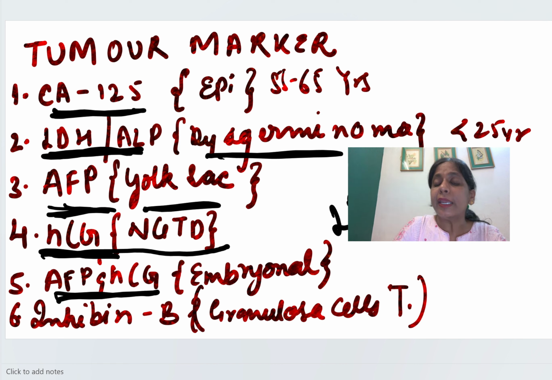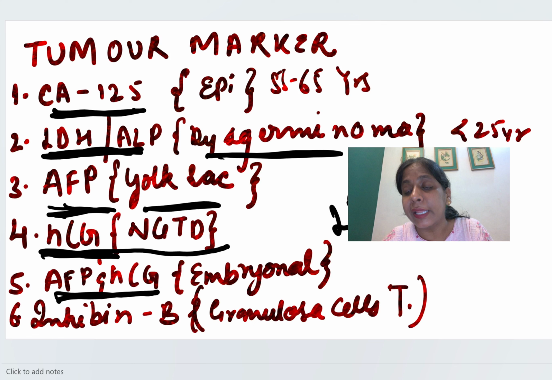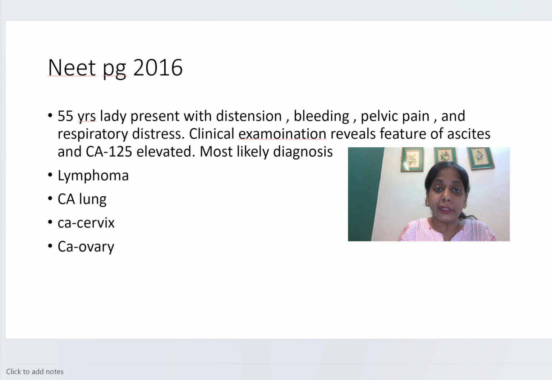If LDH is raised, then it is dysgerminoma. If only alpha fetoprotein is raised, then the tumor is yolk sac tumor. If HCG is raised, then it is non-gestational trophoblastic disease. If both alpha fetoprotein and HCG are raised, then it is embryonal carcinoma. Now the last subtype which is left is the inhibin B, which we are going to discuss soon. Now this is a question from NEET PG 2016.